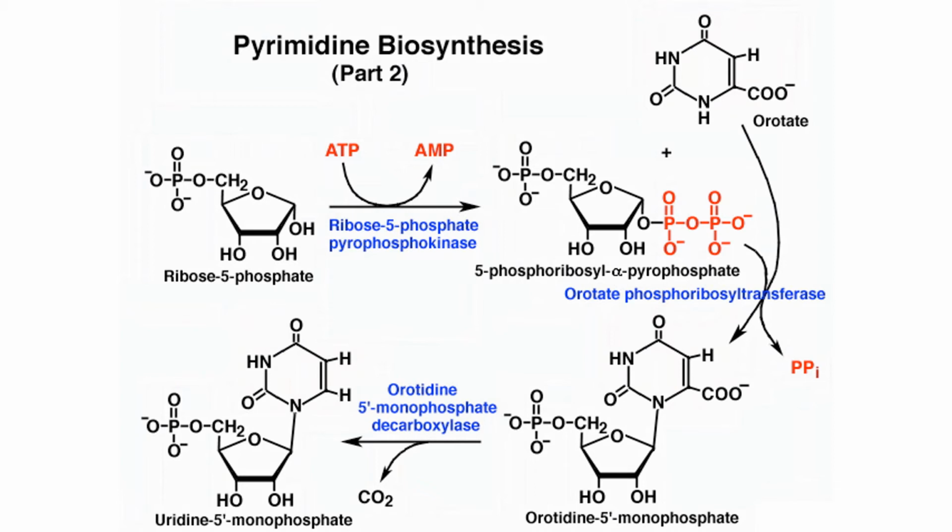The subsequent cleavage of that anhydride bond, which releases the pyrophosphate, energizes the overall reaction, and the resultant product then is orotidine 5' monophosphate. The final reaction is the decarboxylation of orotidine 5' monophosphate to give us uridine 5' monophosphate. So our first nucleotide, essentially.